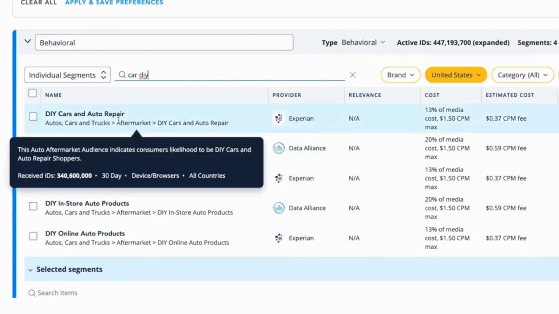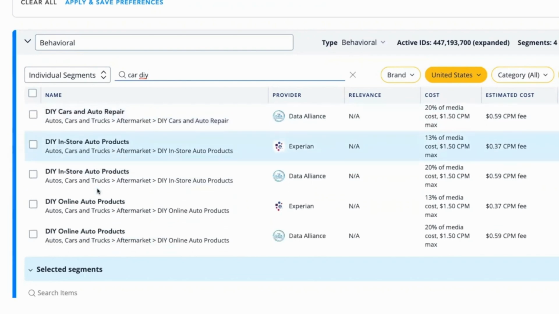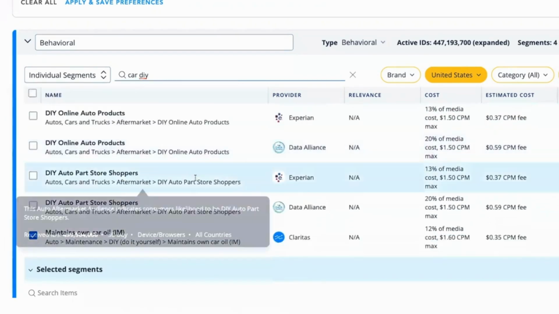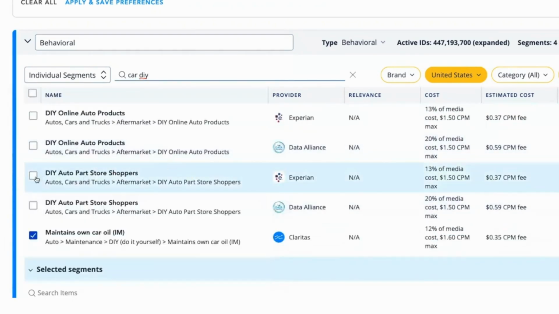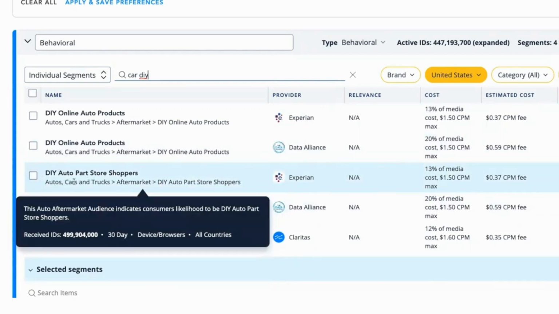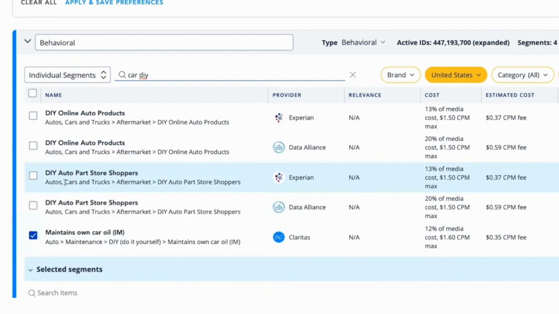Okay, so let me see. DIY cars and auto repair. This auto aftermarket audience indicates consumers' likelihood to be DIY cars and auto repair shoppers. Okay, so those people are shopping to do it, but I want it specifically. If you're changing your oil, you most likely are buying the part. So this could be a good one. This auto aftermarket audience indicates consumer likelihood to be DIY auto part buyers. Okay, so I could add this one as well.